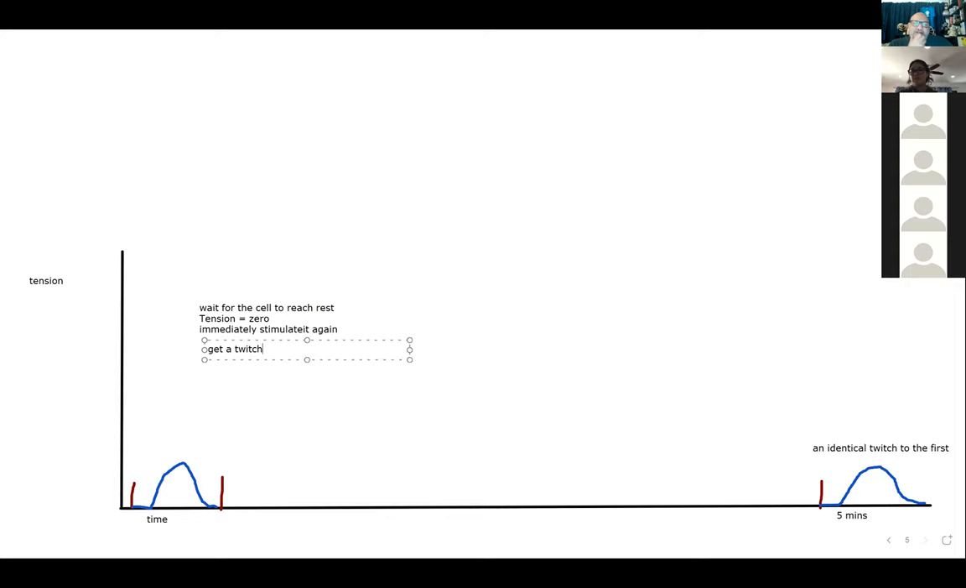But what do you think this twitch is going to look like in comparison to the previous one? Bigger. Yeah, I'm going to get a twitch, but in this case, the twitch is going to be slightly bigger. I'm going to produce a little more tension. So this second twitch still has a latent period, still has a contraction phase, and still has a relaxation phase. Back to rest, but it's a little bit bigger.